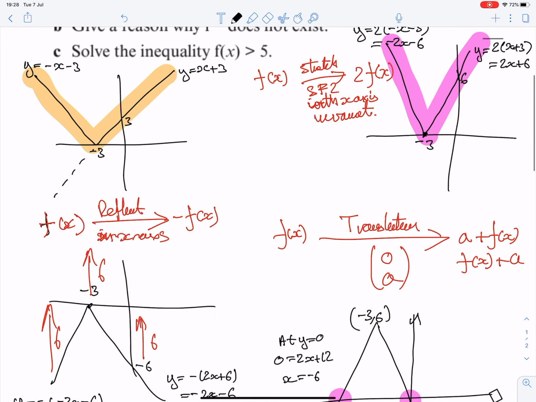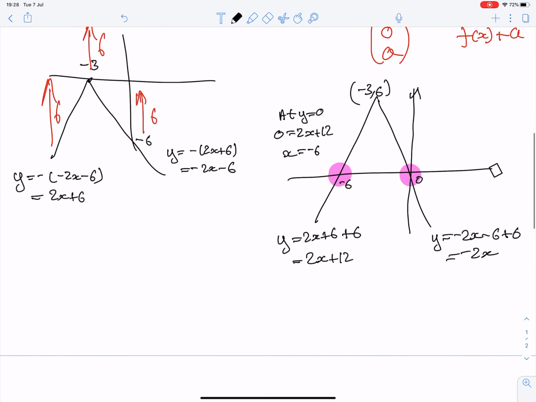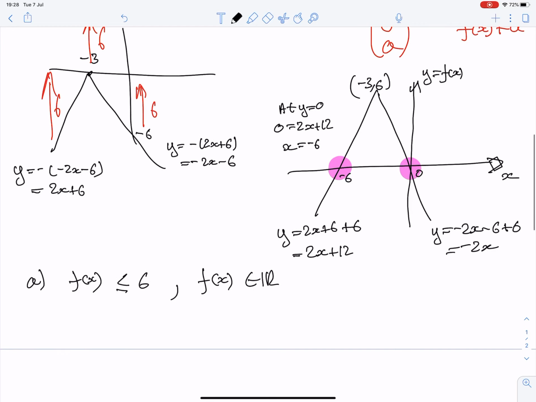So, state the range of f of x. Well, the range is the output values. So A, output values, f of x, if you like, our y-axis. This was our input values, x, and our output values have got to be less than 6. So f of x is less than or equal to 6, and f of x is a member of the set of reals.